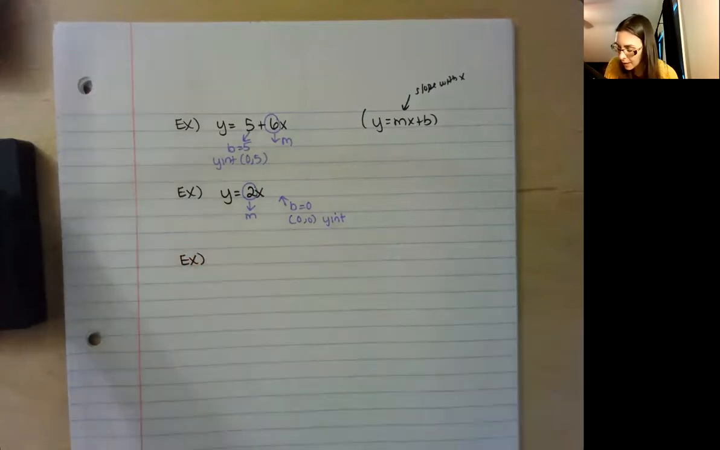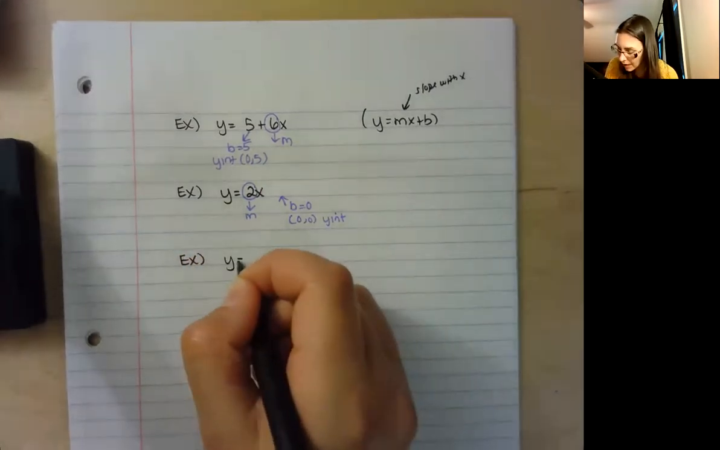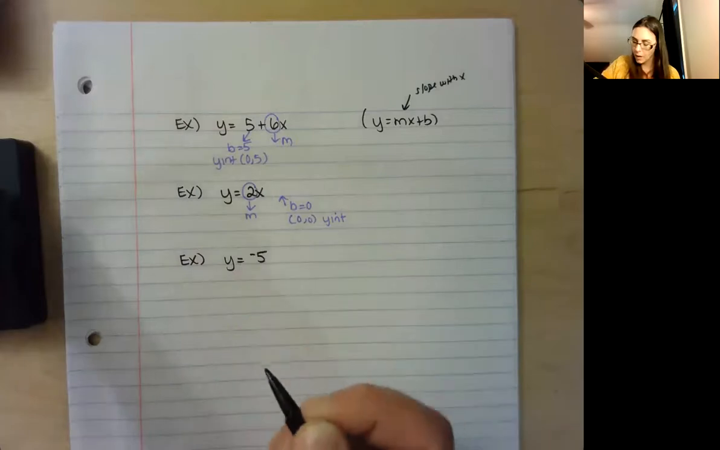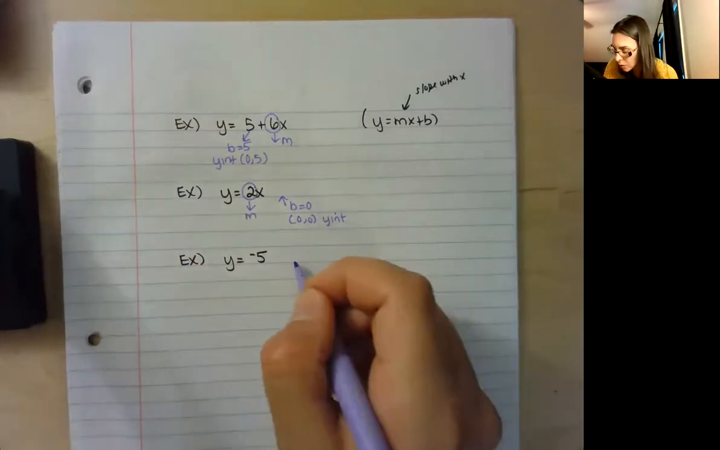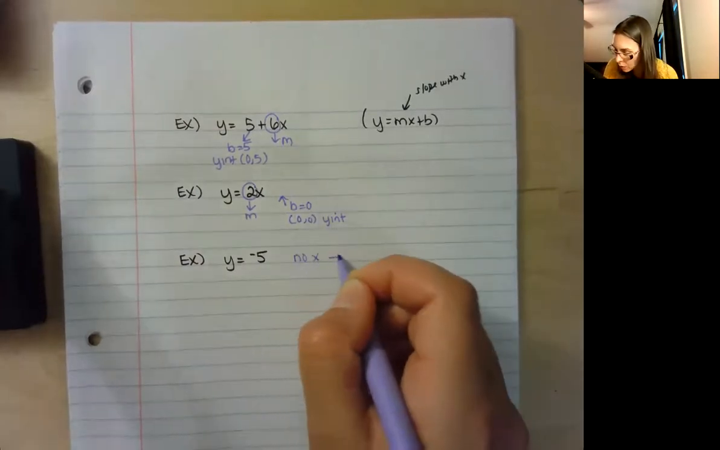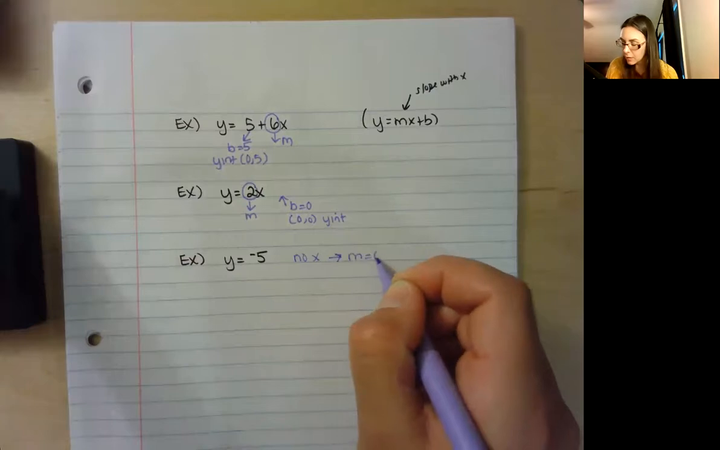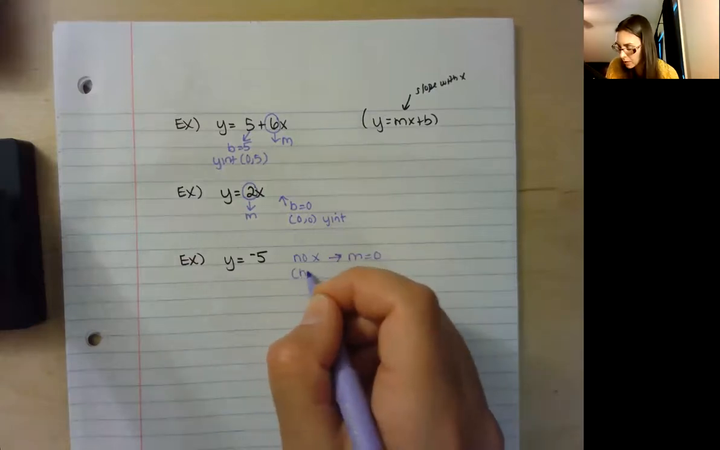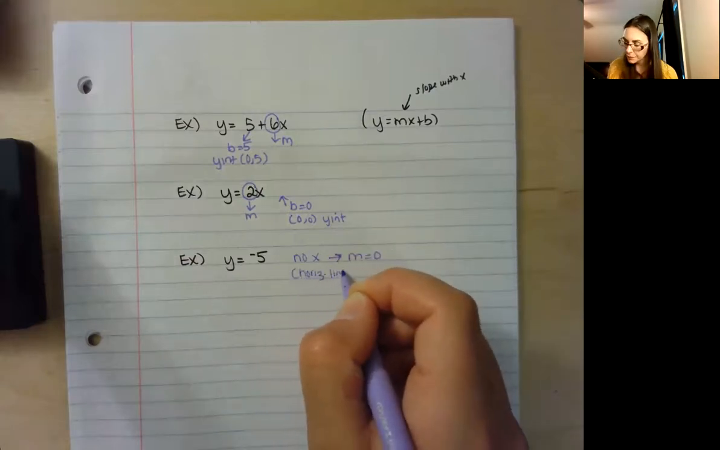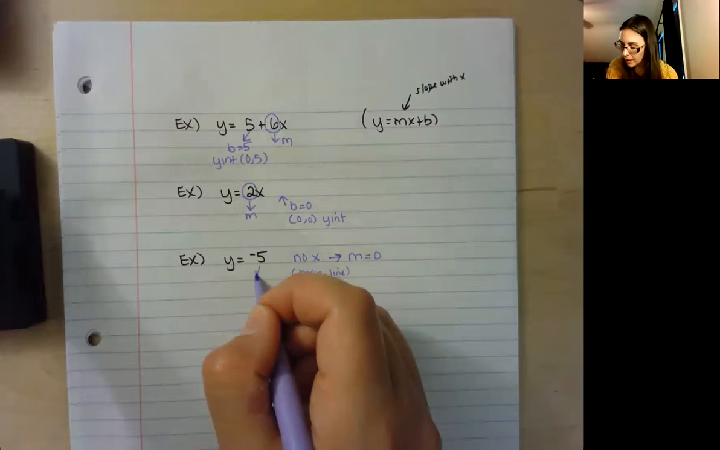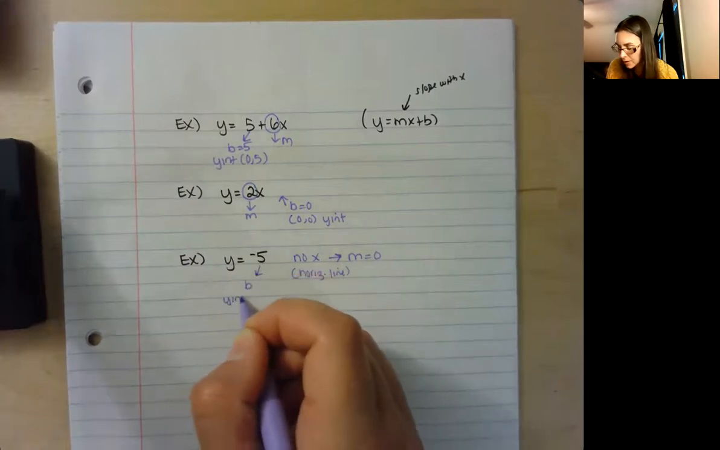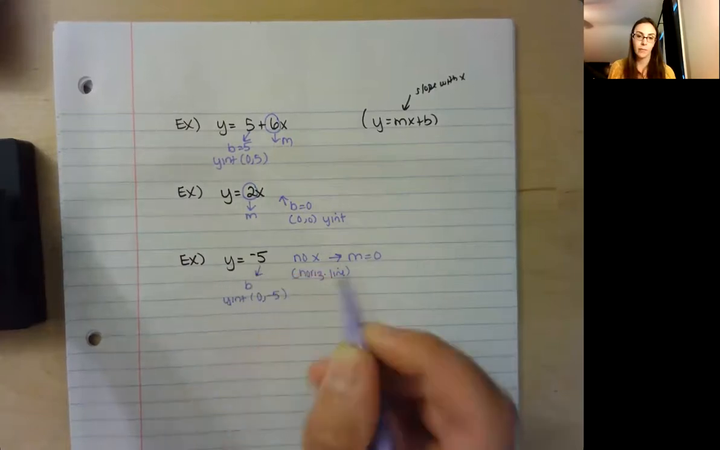Similarly, if I have something like y is equal to negative 5, notice that there is no x. So if there's no x, your m is 0. This happens to be a horizontal line, and then this is your b. So your y-intercept is (0, negative 5).